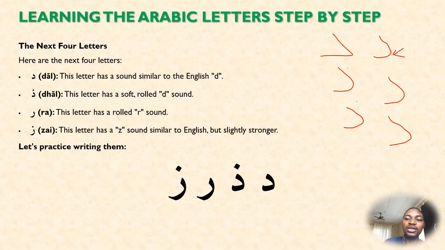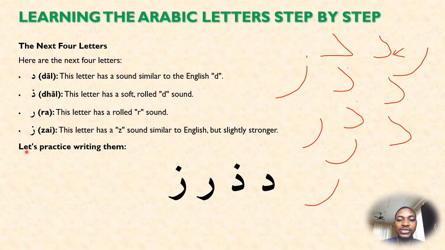You're drawing a hook. You're drawing it from right to bottom left. Okay, that is Ra. That's simple. So for Zai, you're drawing Ra and then you're adding a dot on top. That is Zai. So the letters we learned today are Dal, Thal, Ra, and Zai.